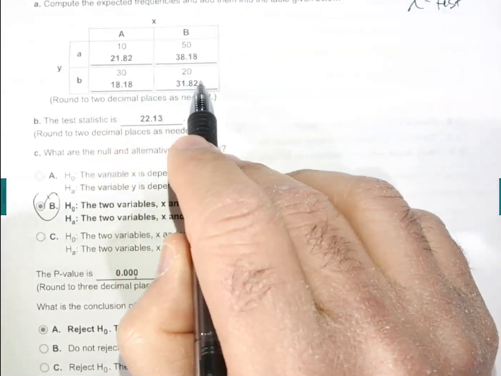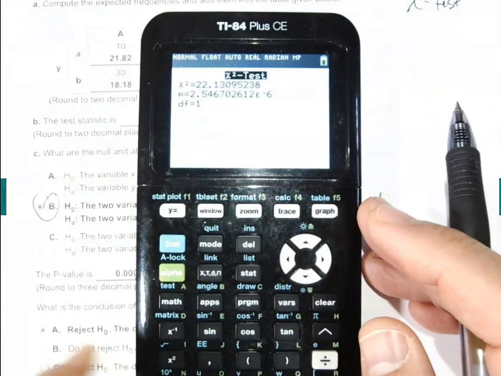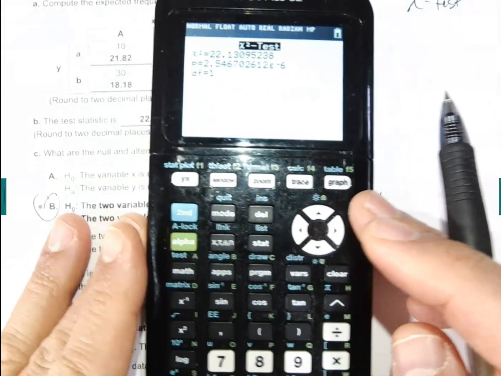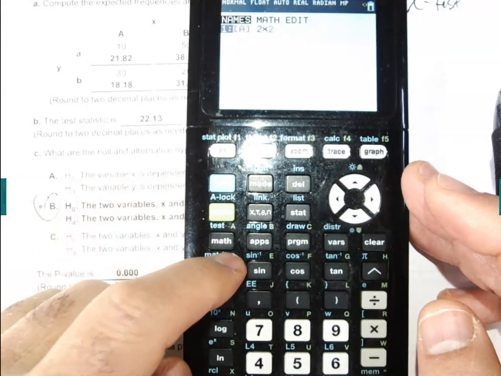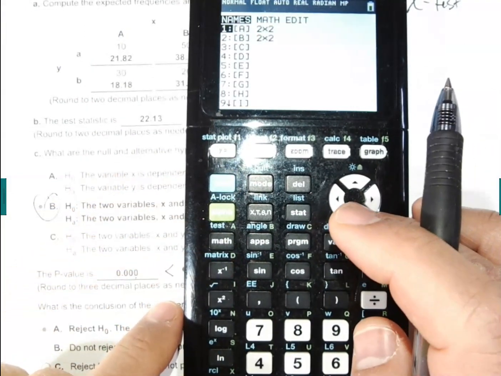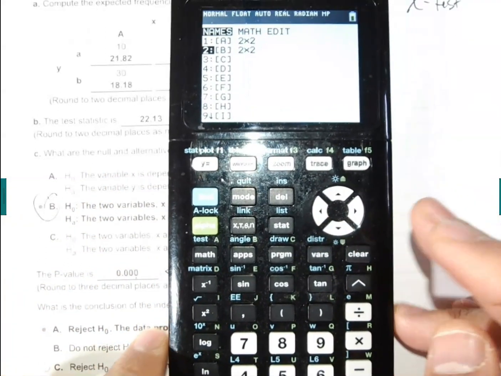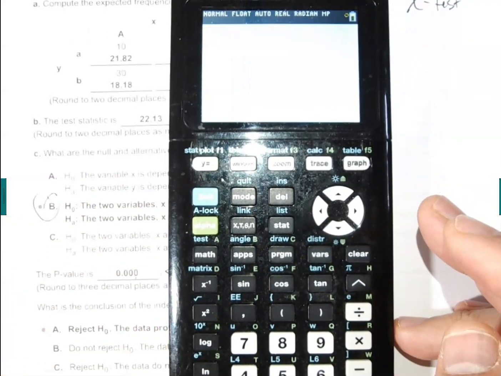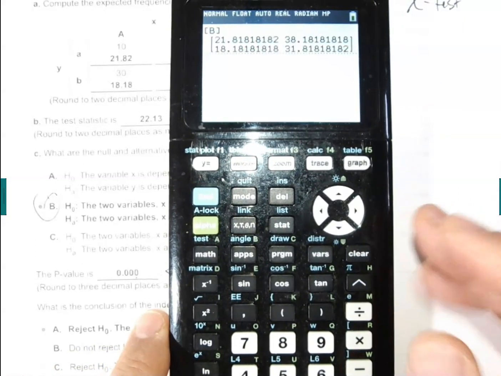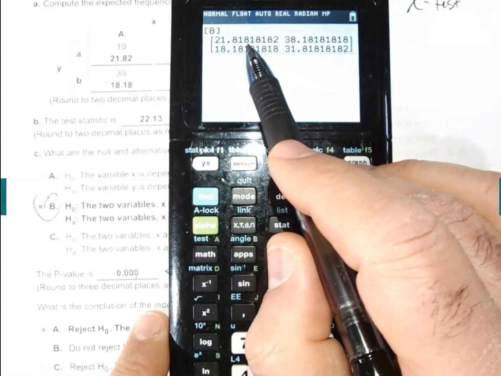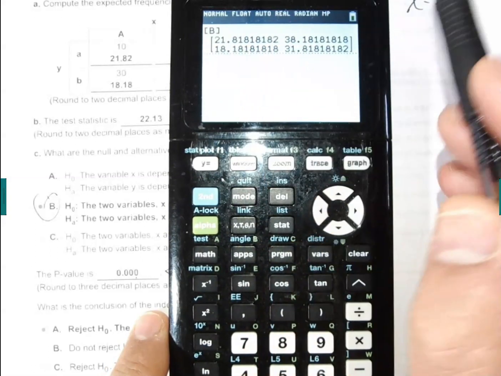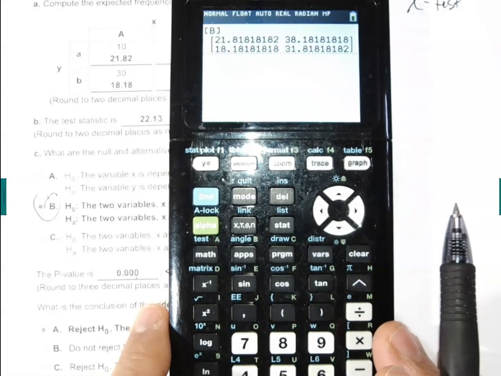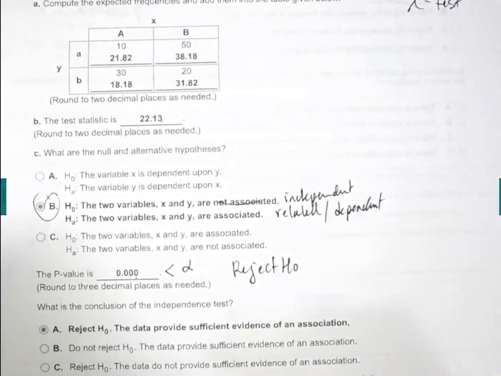Now the question is, if he wants you as a part of the question to find the expected values, how do you find them? After you run the test, let me show you how to find the expected values without doing any work. Go to second and matrix and go to B. You see B is created for you now. Just press enter and press enter again. And here you go. These are the values: 21.82, 38.18, 18.18, and 31.82. So that's number 14.